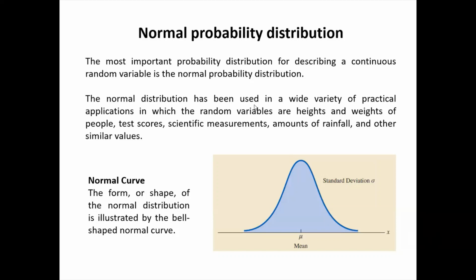So normal distribution has been used in a wide variety of practical applications, like random variables such as height and weight, test scores, and scientific measurements. The form or shape of a normal distribution is a bell-shaped curve. That is what we have discussed.